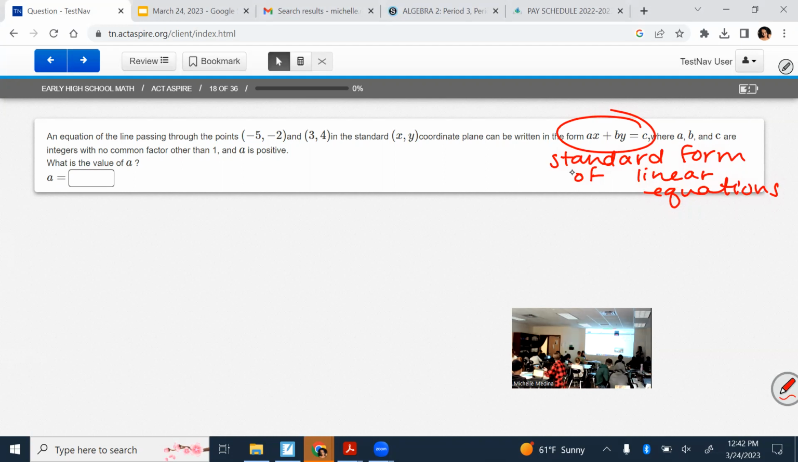Okay. So yeah, this is the standard form of a linear equation. What's the normal form of linear equations that you're used to? Y equals mx plus b. So you would need to be able to identify the slope and the y-intercept, and then you probably have to rearrange it with this in order to get the answer right for what a.